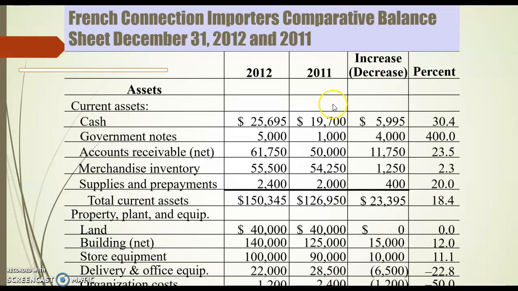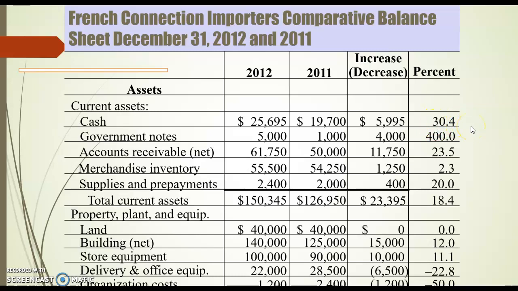Once again, in horizontal analysis, we're taking the new number minus the old number. That's our total difference, increase or decrease. We put parentheses around it if it's being decreased. Then we take that total difference, divide it by the old number, and that gives us our percent change.